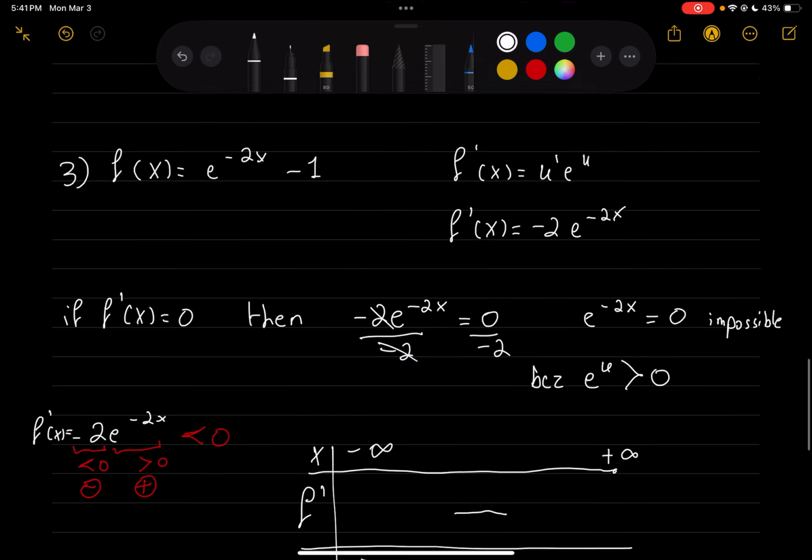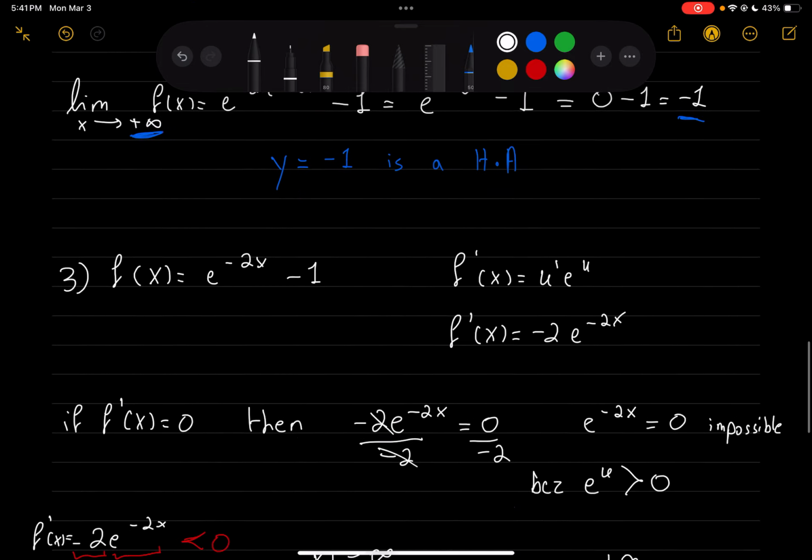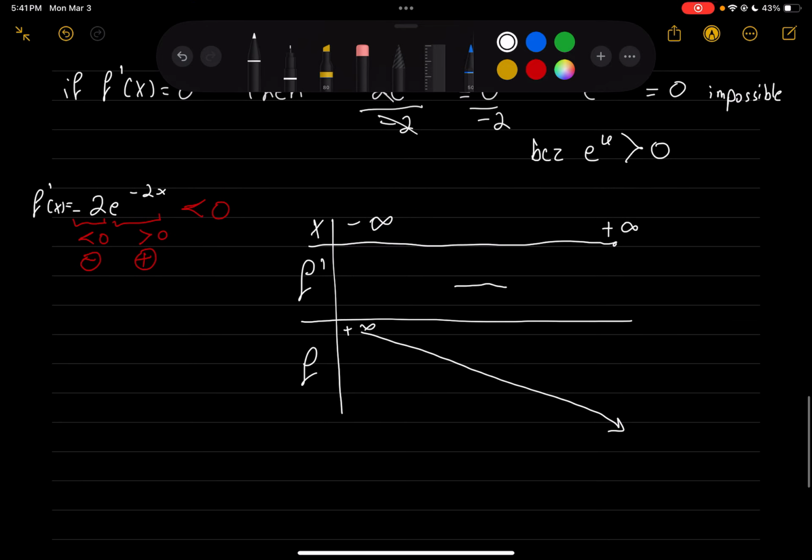So we look at the limit. At negative infinity, it was positive infinity, which makes sense, because imagine this was negative infinity. So how can it be negative infinity and it's still moving downward? It wouldn't make any sense. This is how we know that our answer is correct. So it is going from positive infinity all the way down to negative 1, according to the limits. And this is it for number 3.